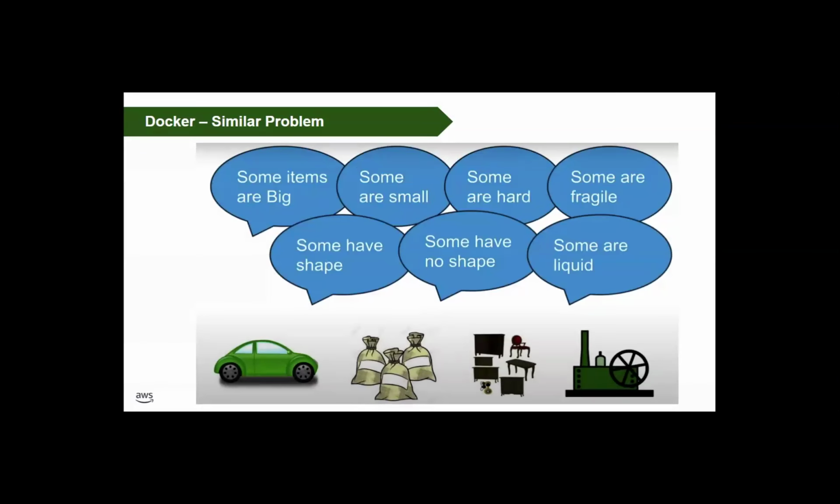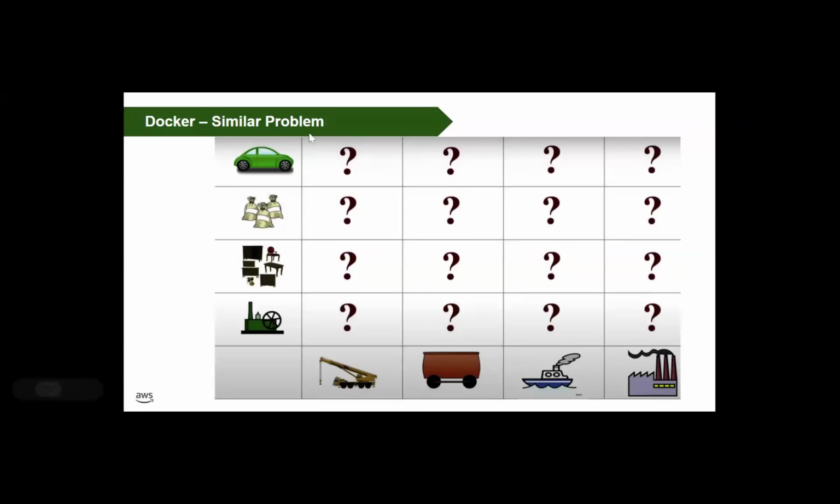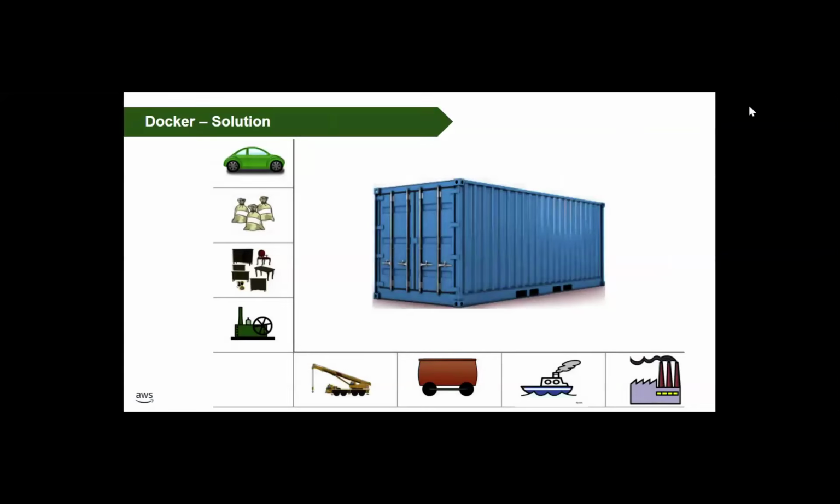Now everything is, some is small, some are big, and some has shape, some does not have shape, some are liquid also. So the same kind of issue was faced by the shipping industry also. They want to ship all these items without damage, and it has to be shipped properly also. So whether you use heavy machine, a lorry like this, or a truck, or ship, or whatever it is. So now what is the solution for the shipping industry?